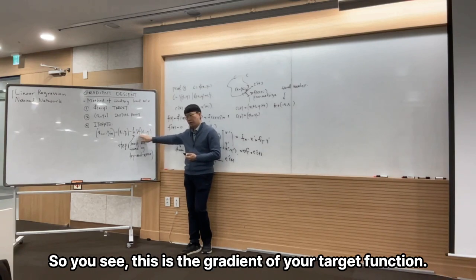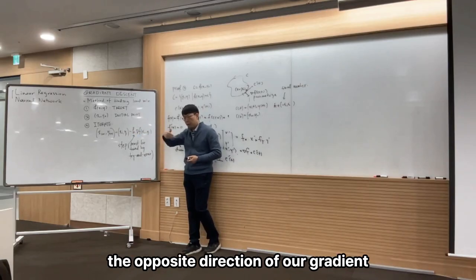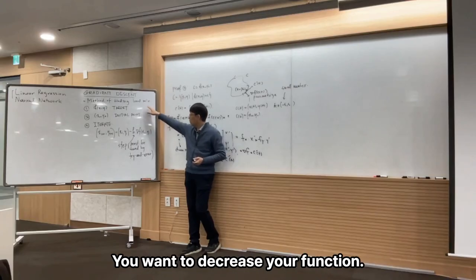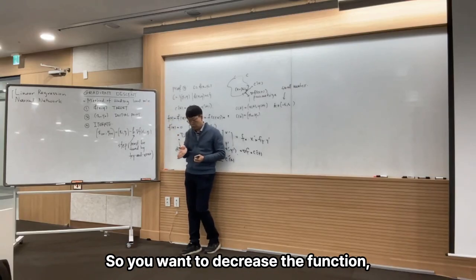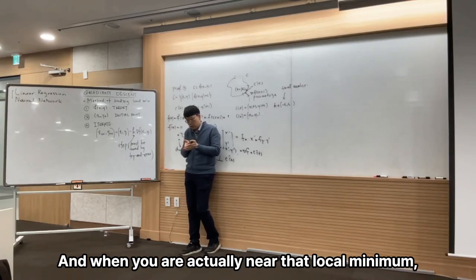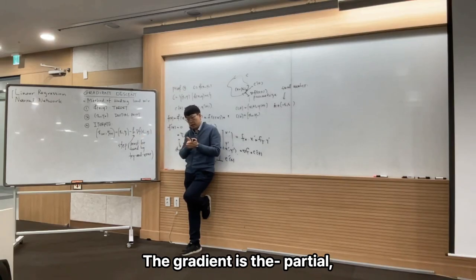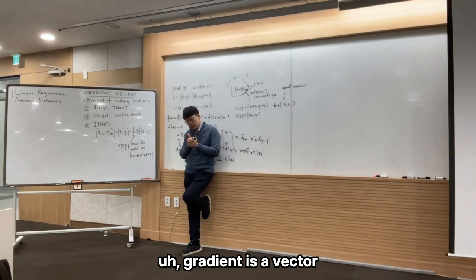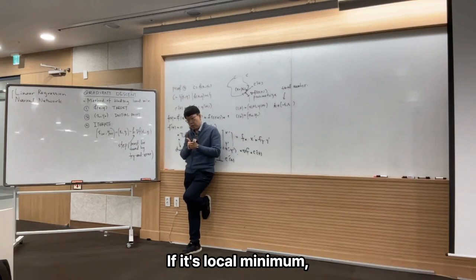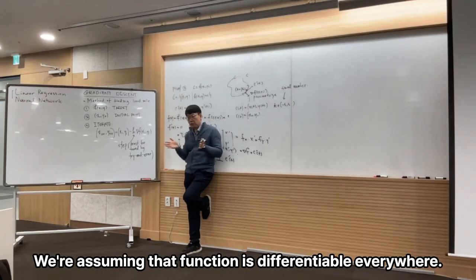So this is the gradient of your target function. You want to go in the opposite direction of the gradient, because the gradient is the direction in which the function increases, and you want to decrease your function and get to the bottom of it. When you are near the local minimum, what happens to this value? The gradient is a vector whose coordinates are the partial derivatives of the function. If it's a local minimum, then the partial derivatives are 0. We're assuming that the function is differentiable everywhere.